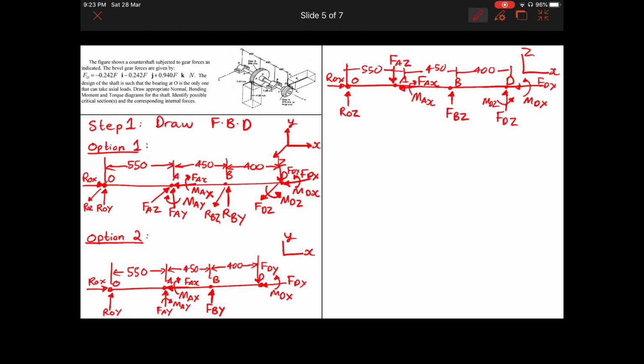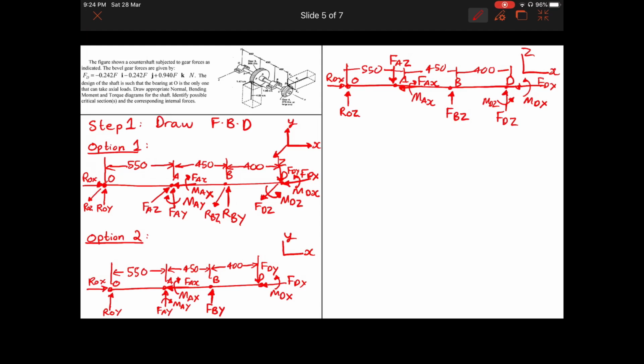Okay, so those are the ways we can draw the free body diagram. Whichever is comfortable for you, you can use. The 3D one compresses it into one figure, but the 2D option has to be two different figures with repeating constraints. So now that we have drawn the free body diagram, let's write down what is known to us.